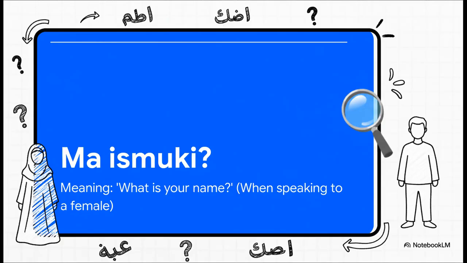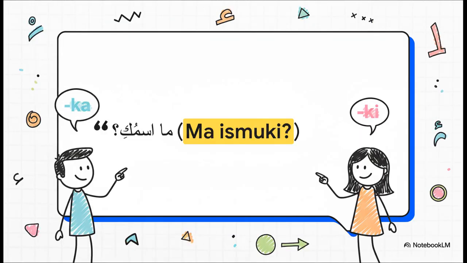So the phrase here is ma ismuki. It still means, what is your name, but it's the version for speaking to a female. Did you catch that change? That ending sound shifted from ka to ki. So it's ma ismuki, that small little vowel shift from an a to an e totally changes the context of who you're speaking to. It's a simple rule, but wow, is it fundamental.